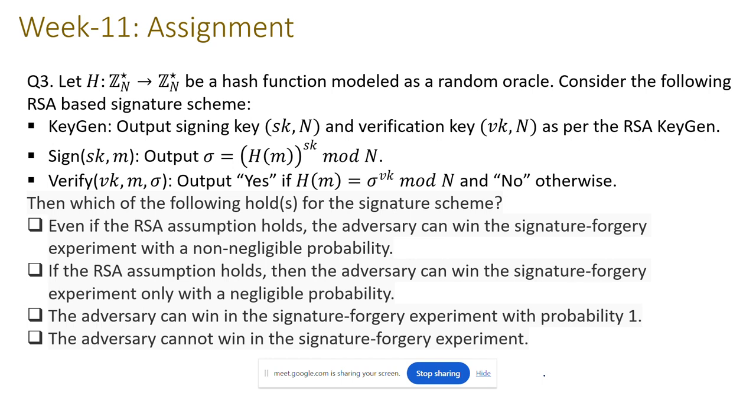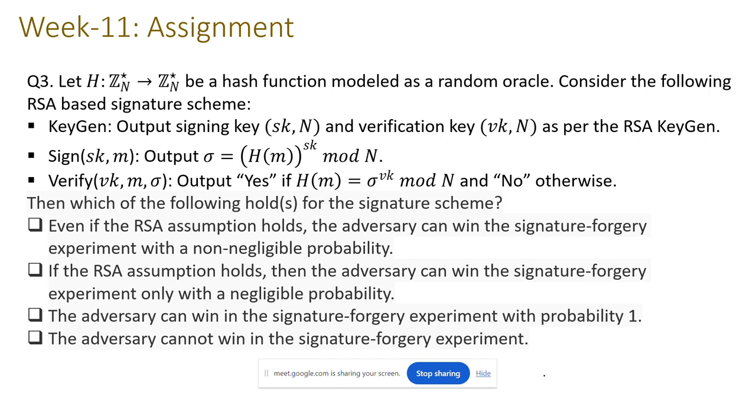So coming back to assignment questions, let H, which is a mapping from Zn star to Zn star, be a hash function modeled as a random oracle. Consider the following RSA based signature scheme. The signature scheme has three algorithms: keygen, sign and verify. Keygen outputs the signing key sk and the public value n, and verification key vk and n, as per the RSA key generation algorithm.